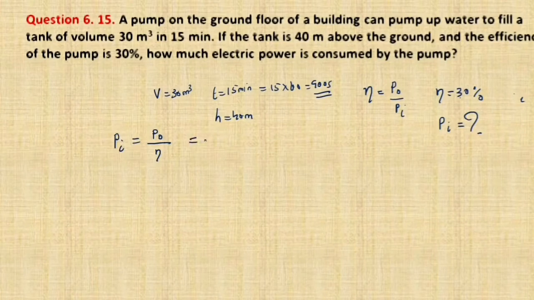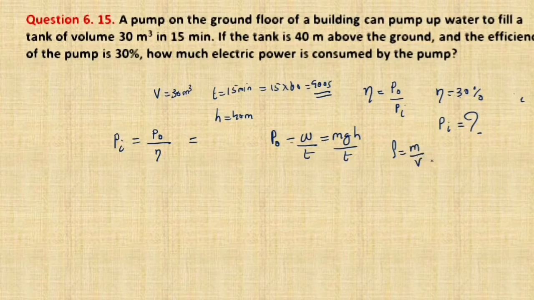So first we have to calculate the output power. Output power is equal to the work done divided by time taken. The work done to raise the water is mgh, divided by time taken. In this equation, mgh divided by t, g, h, and t are known but we don't know the mass. Mass can be calculated using density equal to mass by volume. So mass is equal to volume into density.